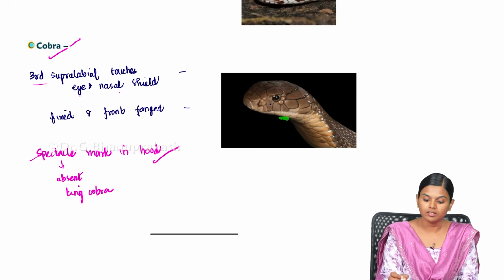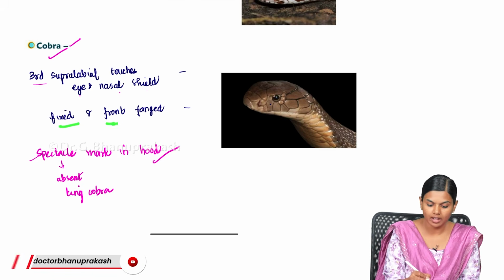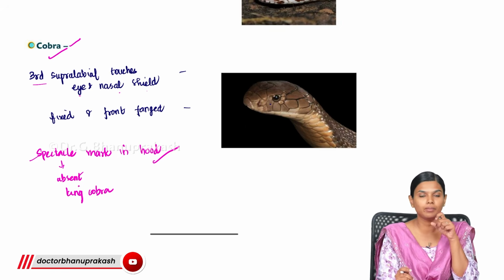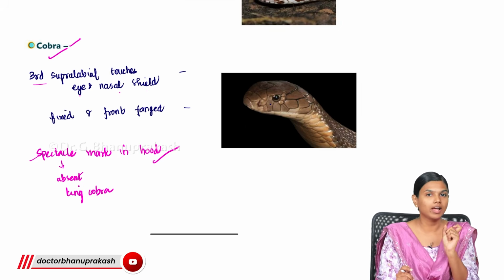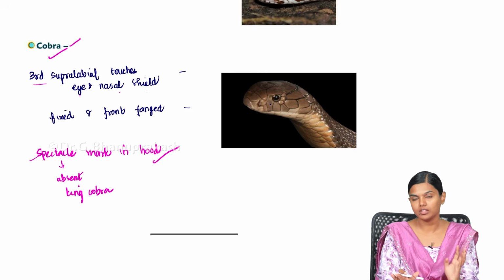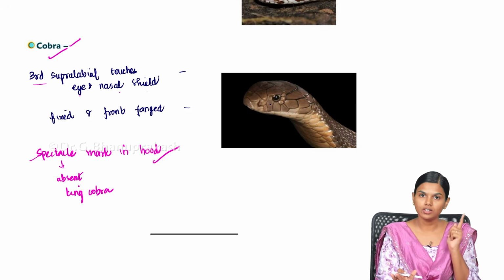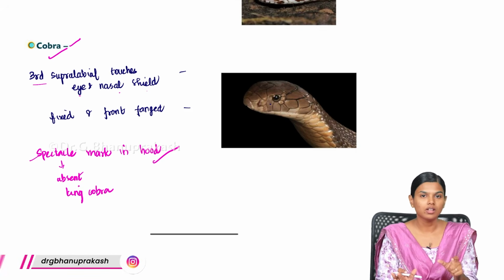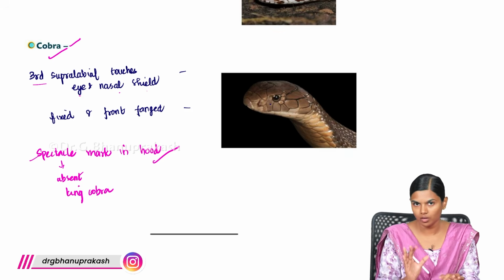And their teeth, their fang, will be fixed and at the front. The fang will be present in the anterior part and it will be fixed. It will not retract. So this is about cobra. Cobra: spectacle mark, hood and third supralabial being the largest, and you will have a front fixed fang. This is how you will identify cobra.